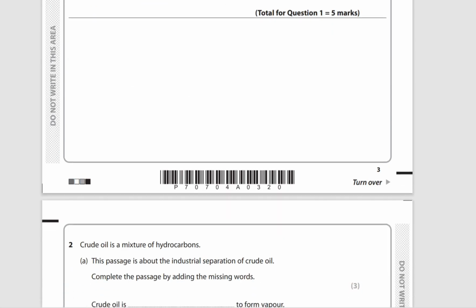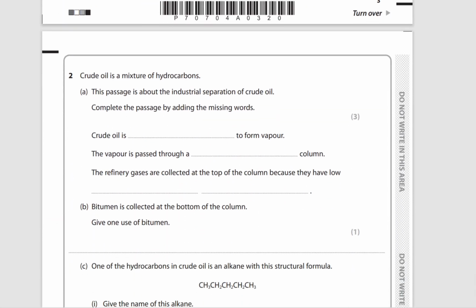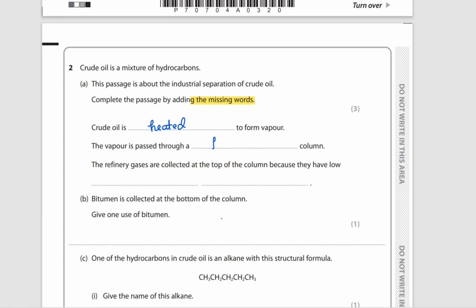Moving to question number 2. Crude oil is a mixture of hydrocarbons. The passage is about the industrial separation of crude oil. Complete the passage by adding the missing words. Crude oil is dashed to form vapor. To form vapor, we just need to heat any kind of liquid. So crude oil is heated to form vapor. The vapor is passed through a fractionating column.